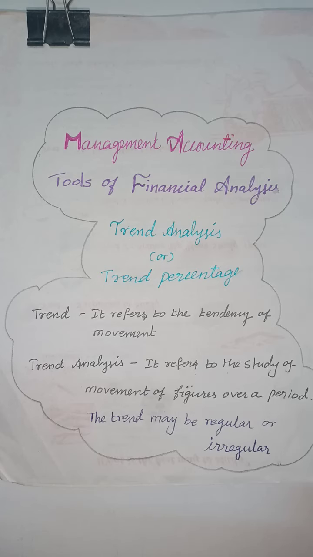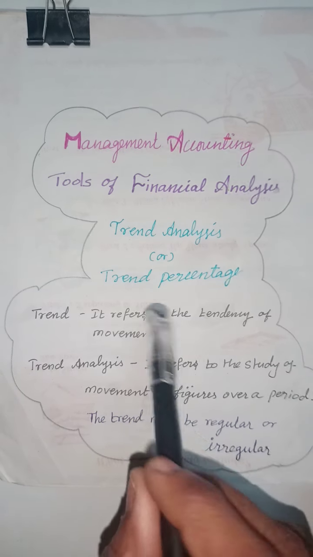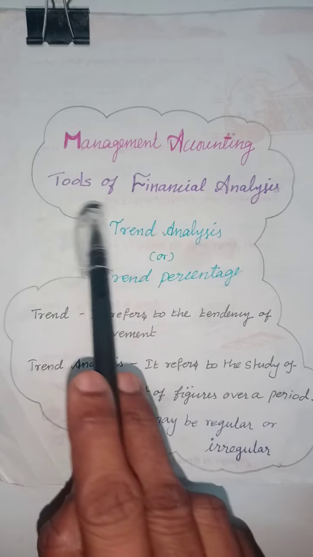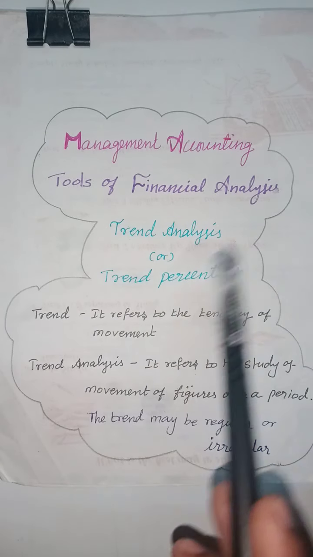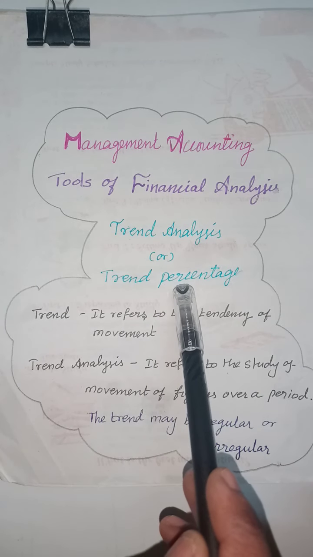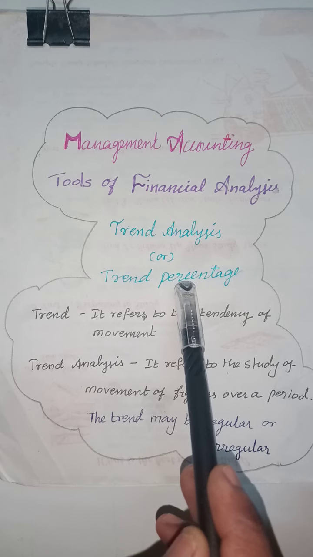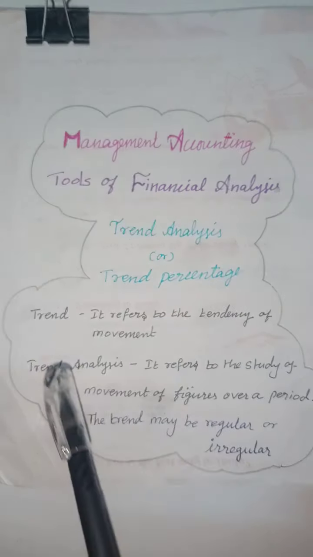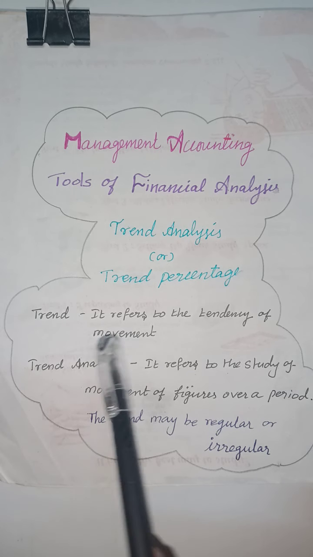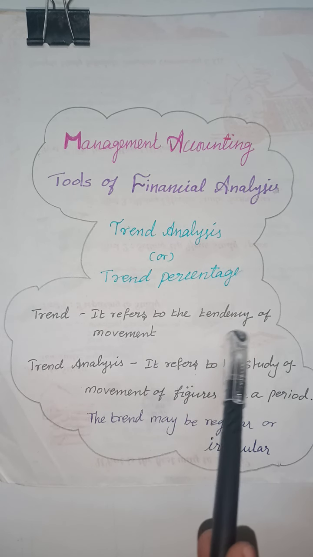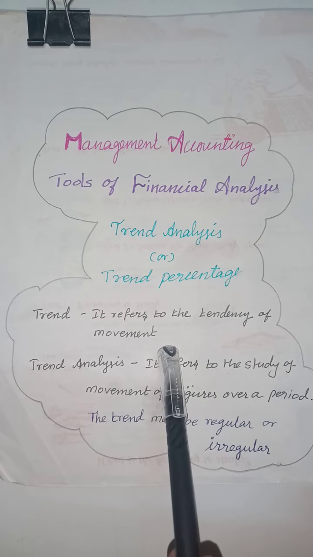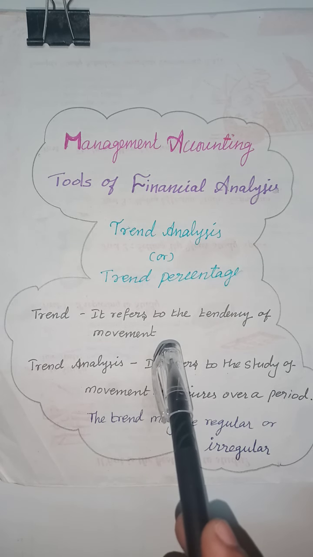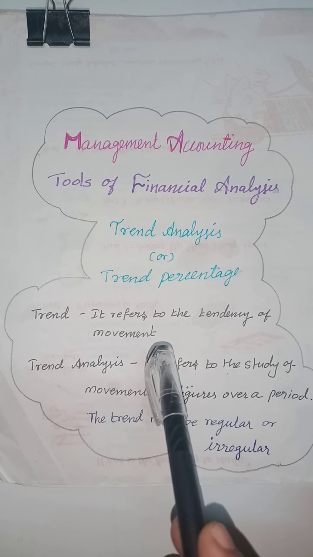This video gives an explanation and example of trend analysis, or trend percentage, in tools of financial analysis. The trend percentage is one of the main tools of financial analysis in management accounting. Trend refers to the tendency of movement. So the trend is the tendency or the measurement of movement.